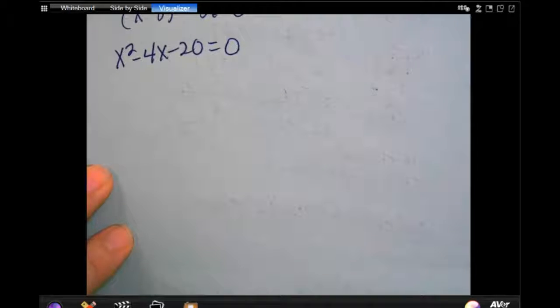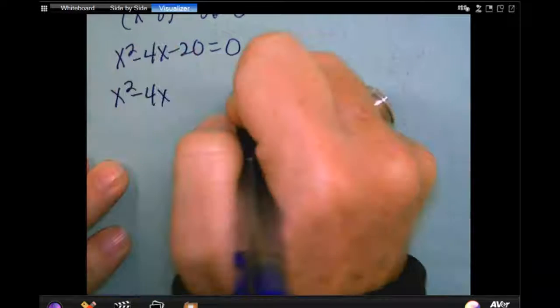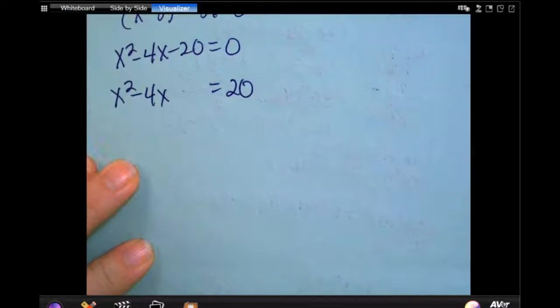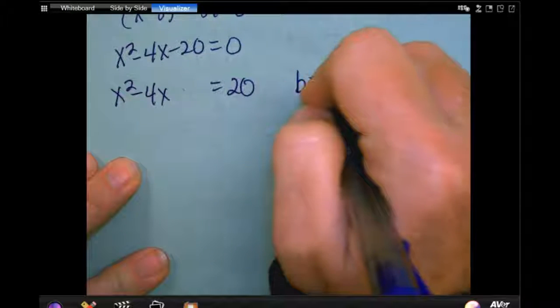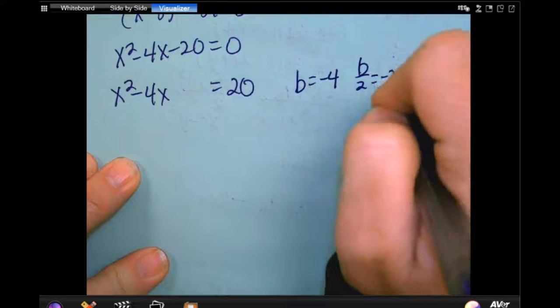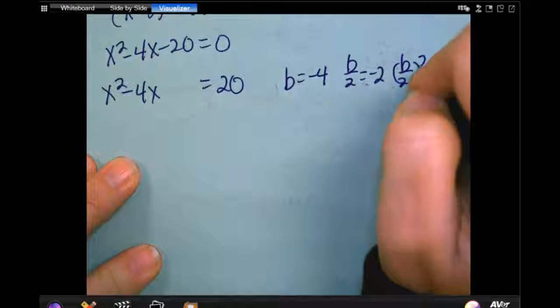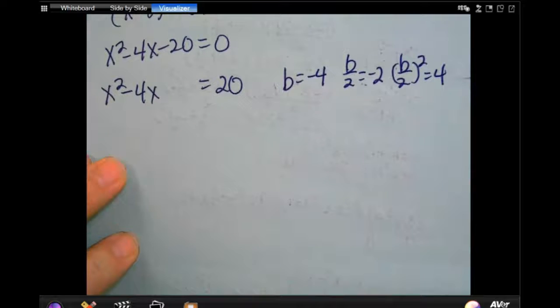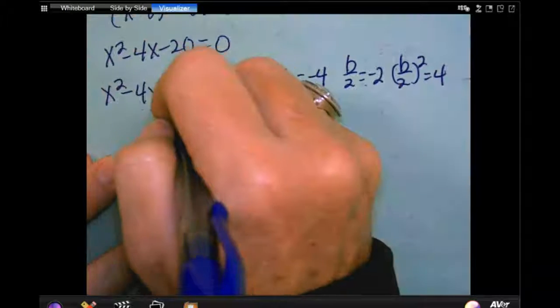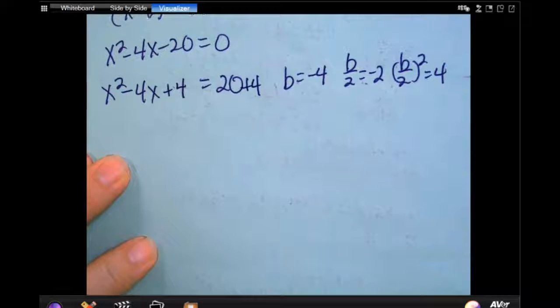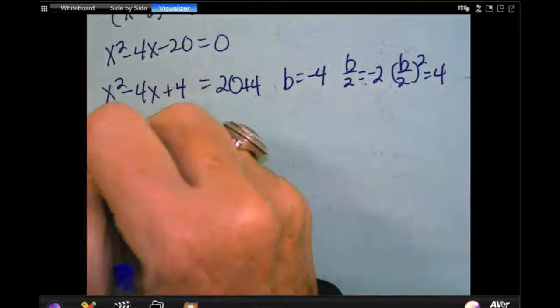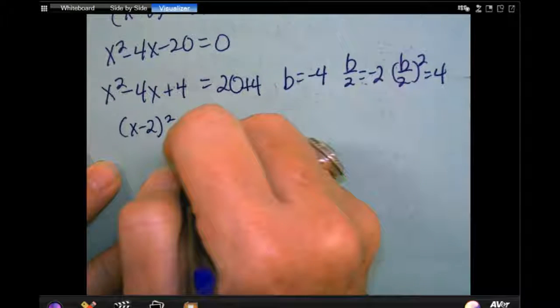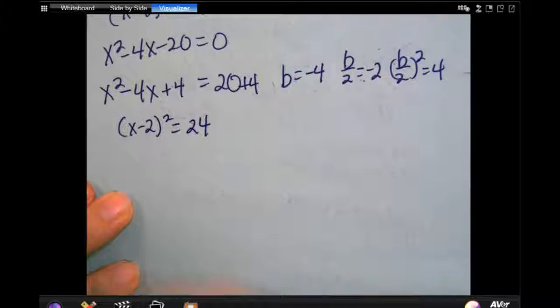What's the first step? Add the 20. So x squared minus 4x, put the 20 on the other side. Now we want to write it as a perfect square. So my b is negative 4, my b over 2 is negative 2, and my b over 2 squared is positive 4. So I'm going to add the 4 to both sides. I'm going to write it as a perfect square and subtract the 24.